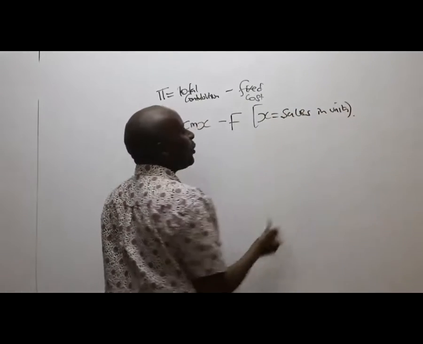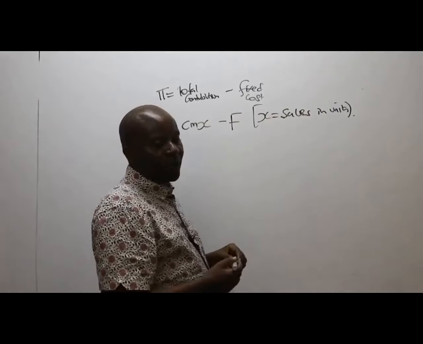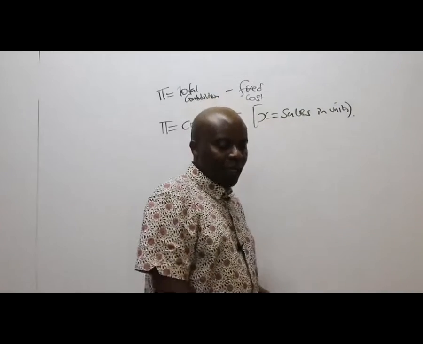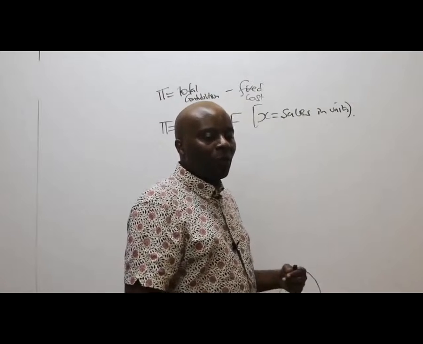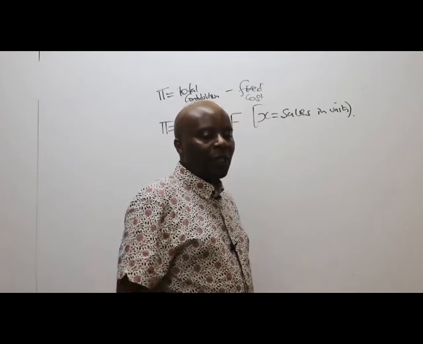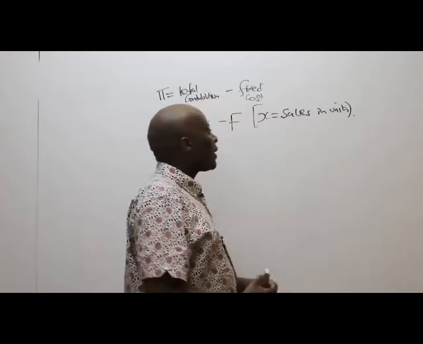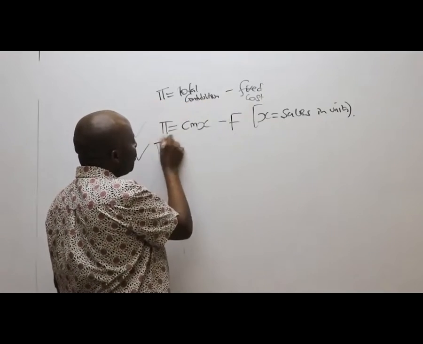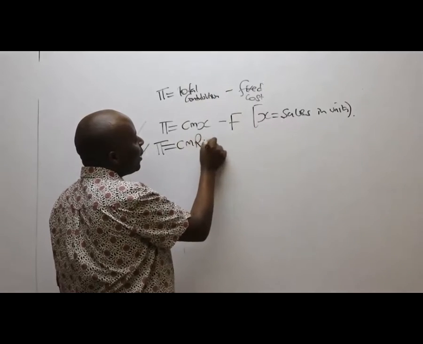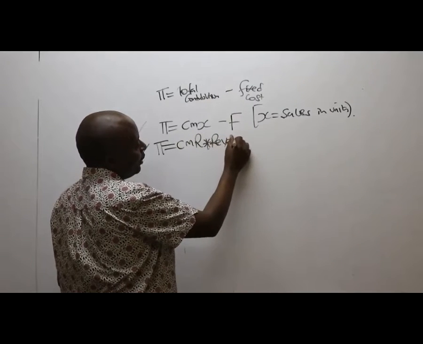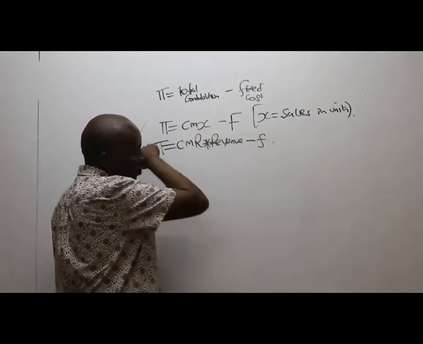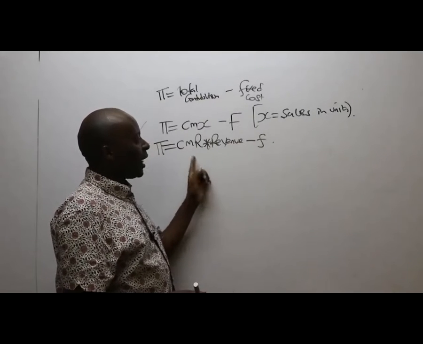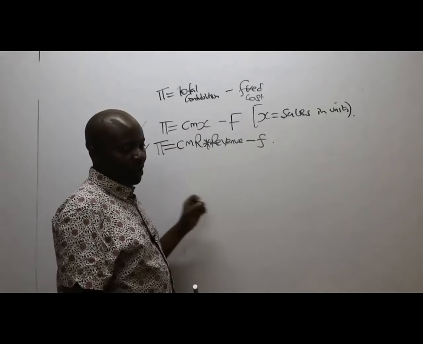But when you look at the question that we have, ladies and gentlemen, you can see they have not given us sales in units. They have given us sales in the form of shillings. So whenever sales is given in shillings, our profit will be equal to CMR times the sales revenue minus fixed cost.